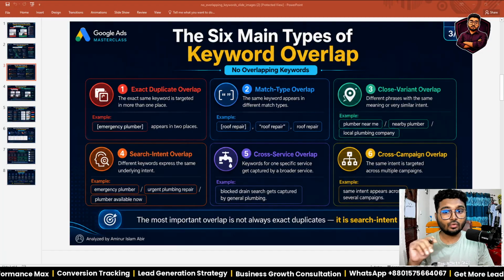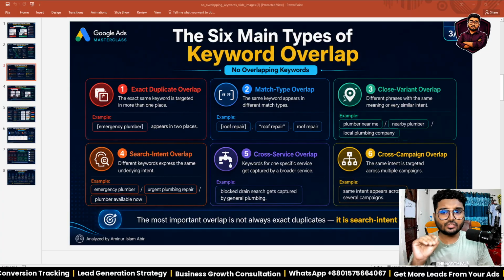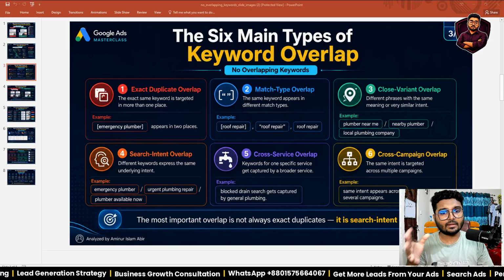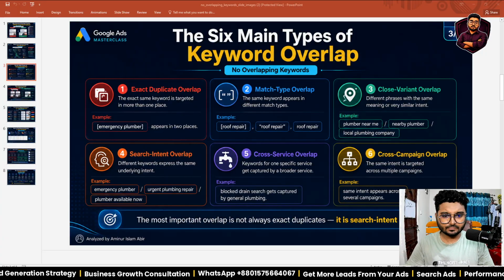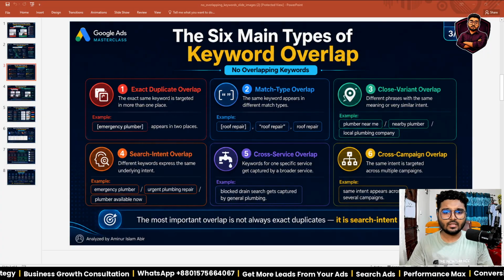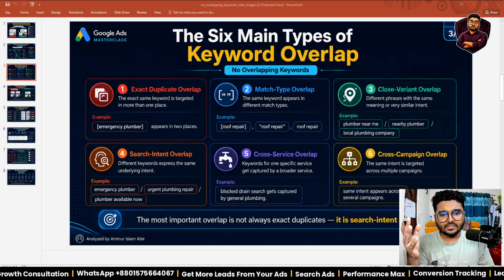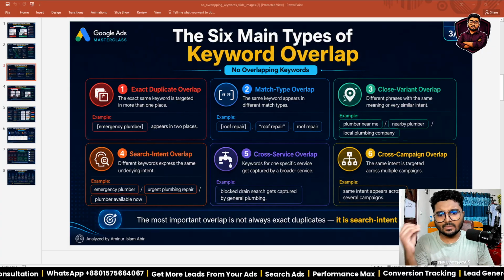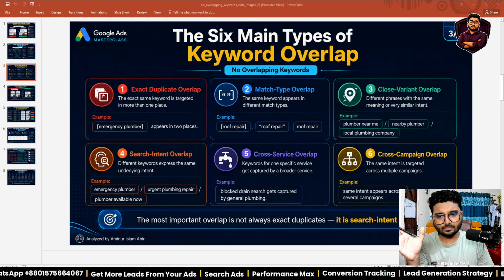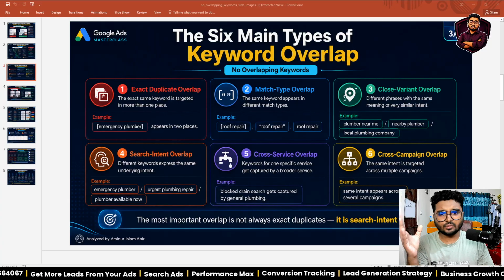Type 3: close variant overlap. Different keyword variations may represent almost the same search. For example, plumber near me, plumbers near me, nearby plumber, and local plumbing company. The words change, but the customer's needs do not change. Type 4: search intent overlap. Different phrases may represent the same customer intention. For example, emergency plumber, plumber available now, urgent plumbing repair, and 24-hour plumber. This is often more important than exact keyword duplication.